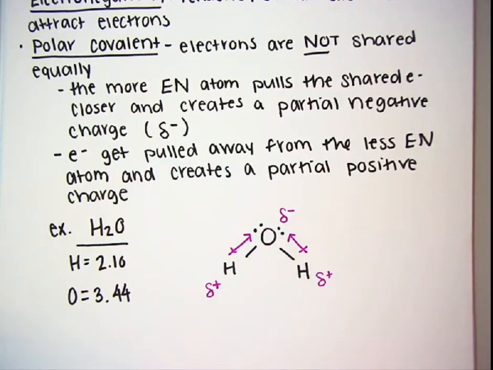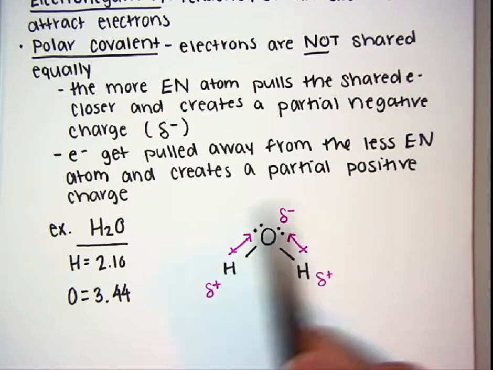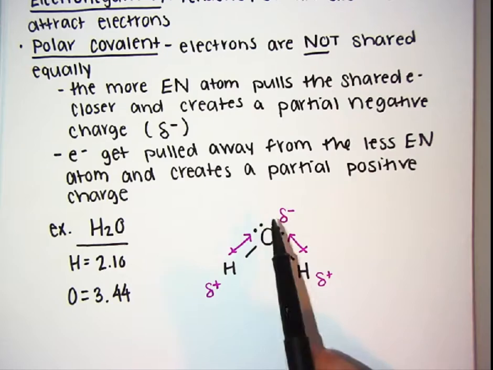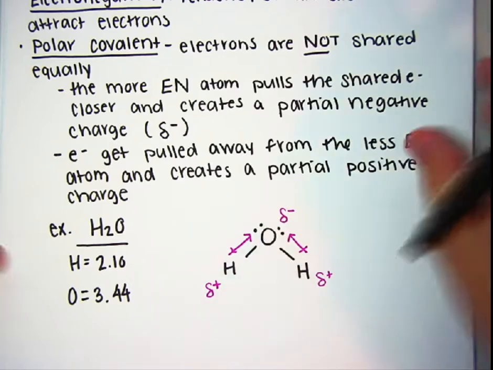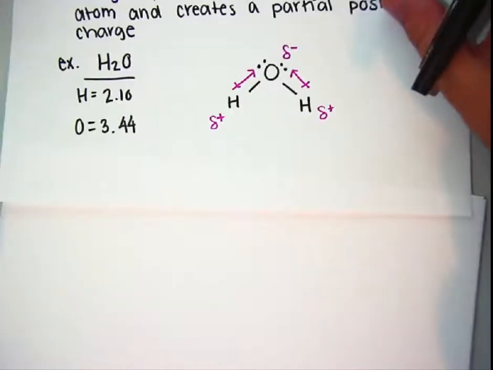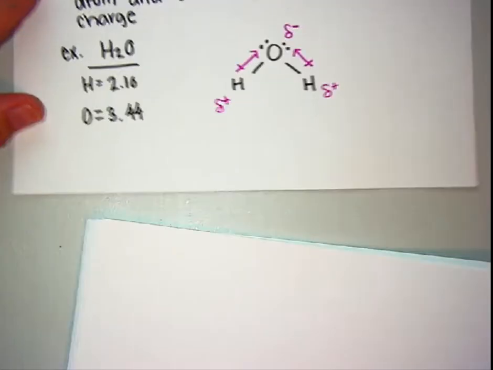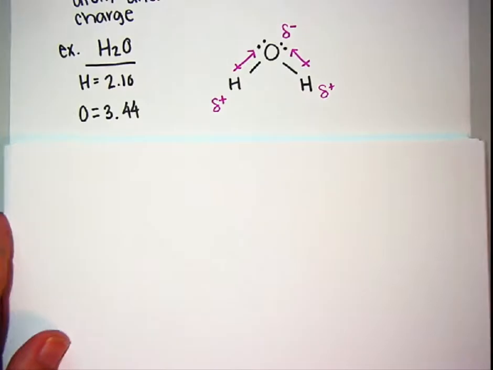This is a polar compound, or it forms what we call a dipole. That prefix di means two because it has two poles. I have this negative pole up here and my positive pole down here. So the first type of covalent compound is called a polar covalent compound.